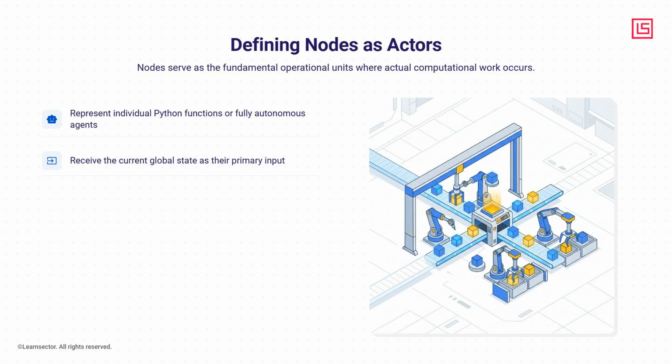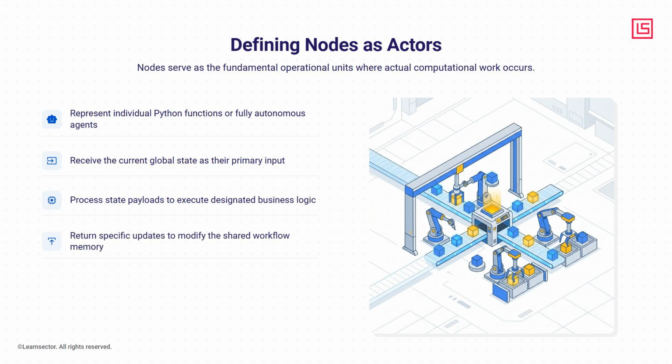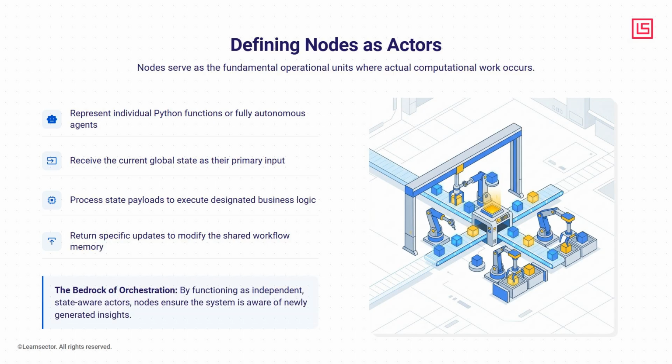This state payload acts as the absolute truth for that moment, containing all previous decisions and gathered data. The node processes this information, executes its designated logic, and returns specific state updates. These updates modify the shared workflow memory, appending data to ensure the system is aware of newly generated insights. By functioning as independent state-aware actors, nodes form the bedrock of orchestration.